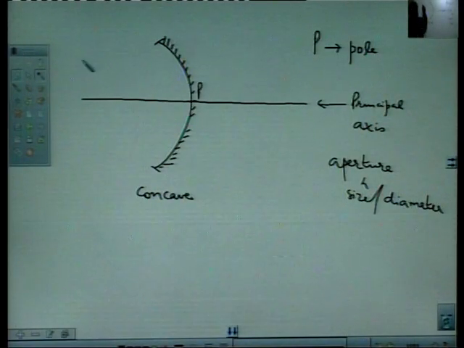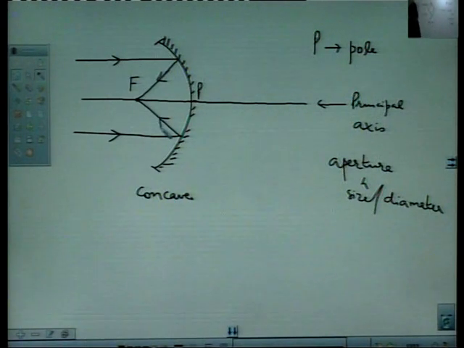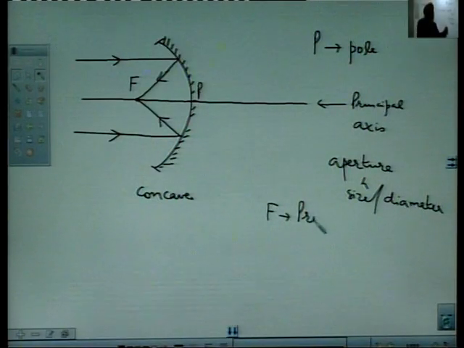When a parallel beam of light falls on such a surface, these rays come to a common point which is called F. After reflection from the mirror, this F is called principal focus.